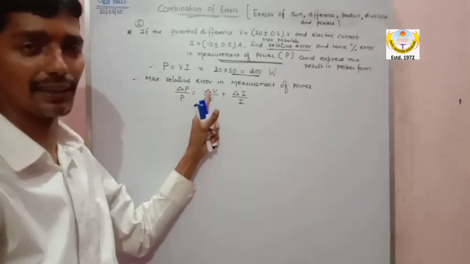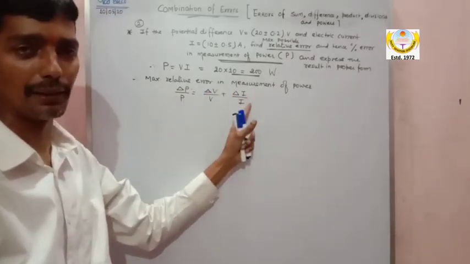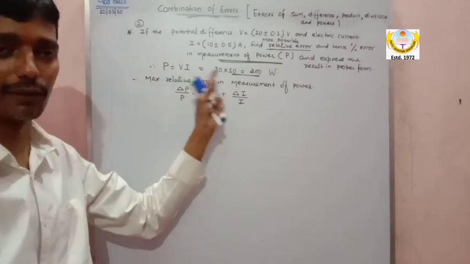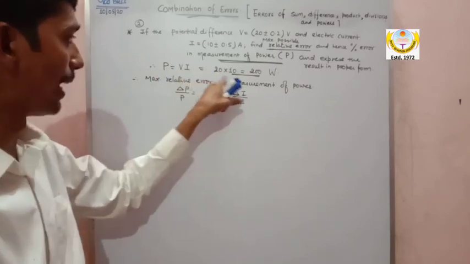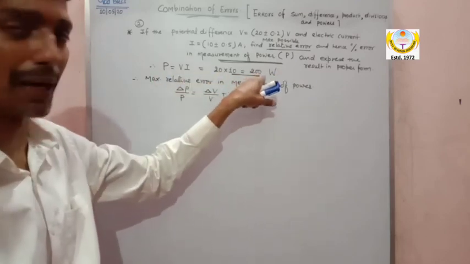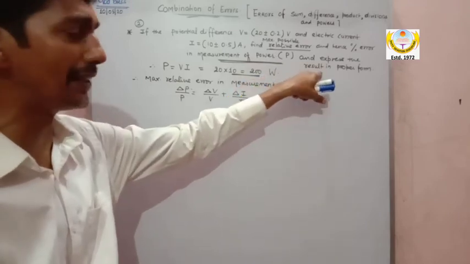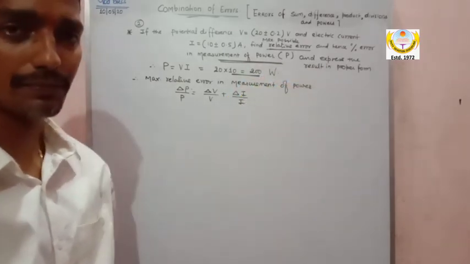Delta Z by Z is equal to delta A by A plus delta V by V, for Z is equal to A into V. And this is the true value of power. I got it. Why am I saying "bar" for this word? Because I have to write the result in a proper form.